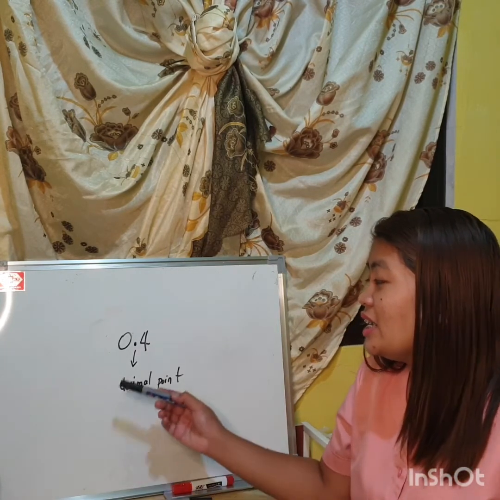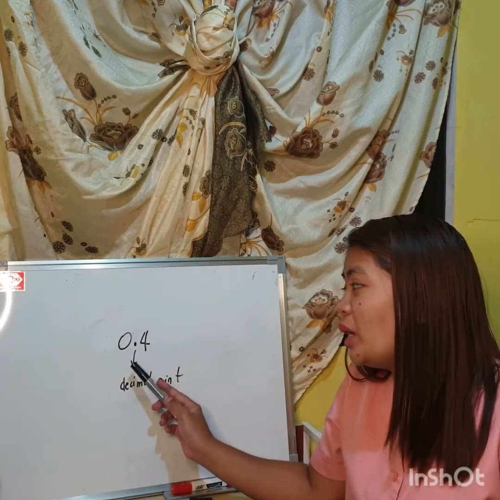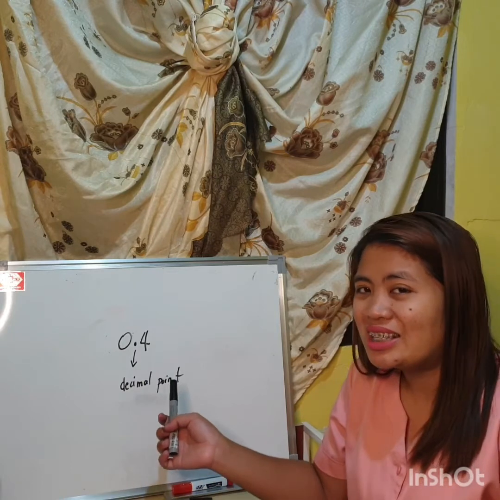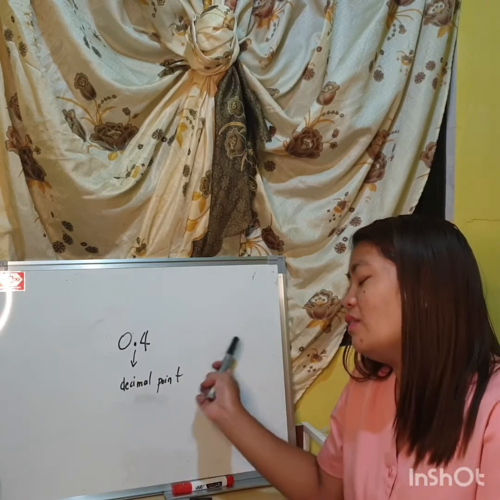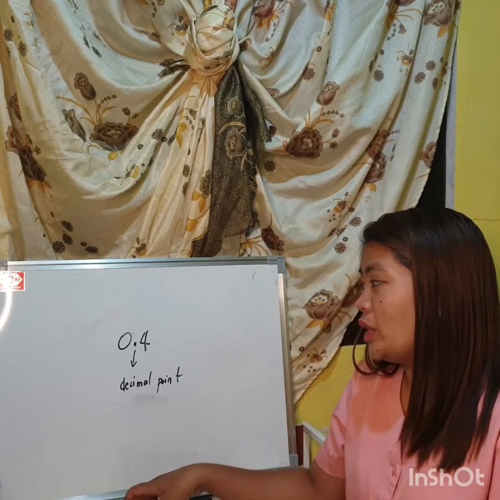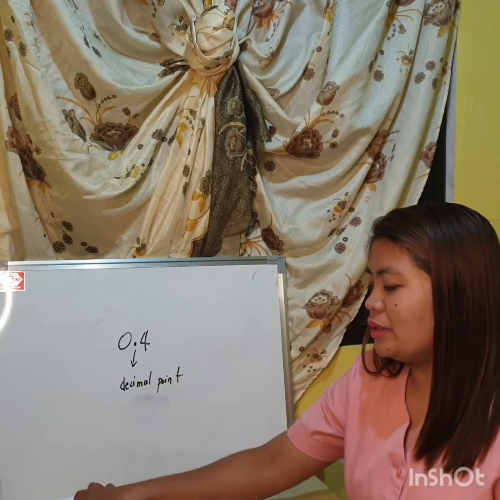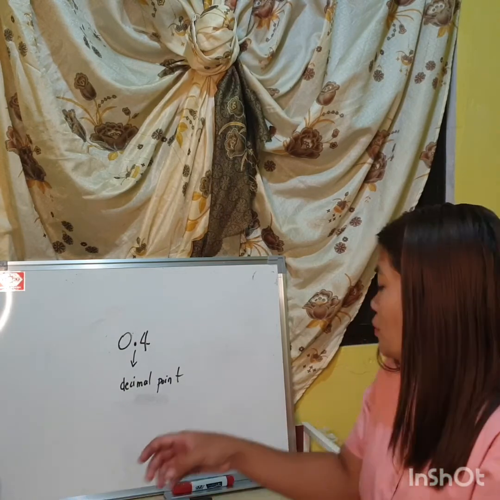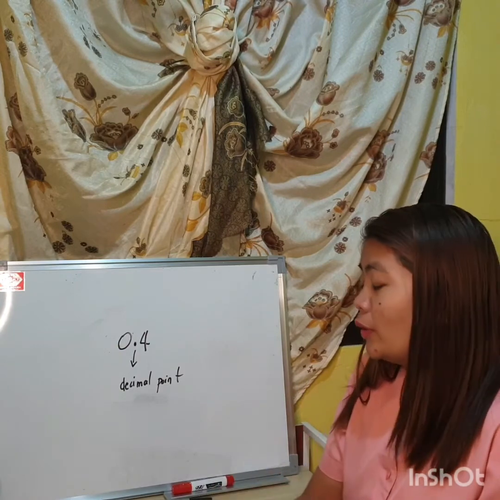So, meron siyang decimal point. So, the decimal point is used to separate the whole number and the decimal number. And the decimal number is always located at the right side of the decimal point. So, we read this as 4 tenths. So, tingnan po natin, ipapakita ko lang po sa inyo kung paano ba yung 4 tenths.